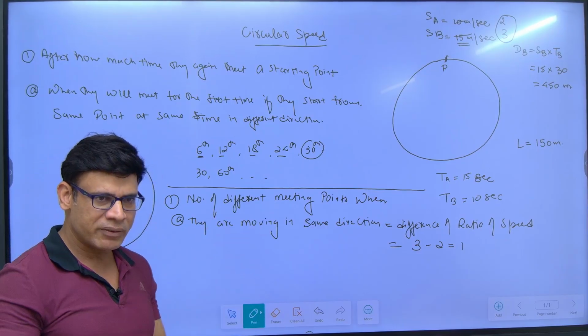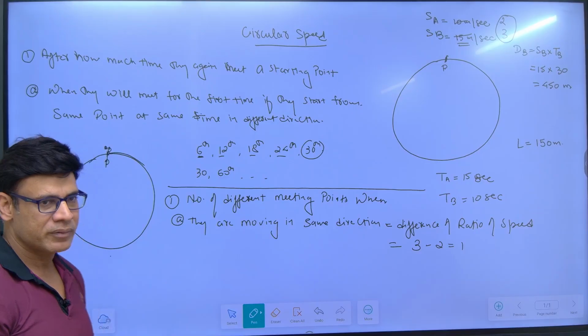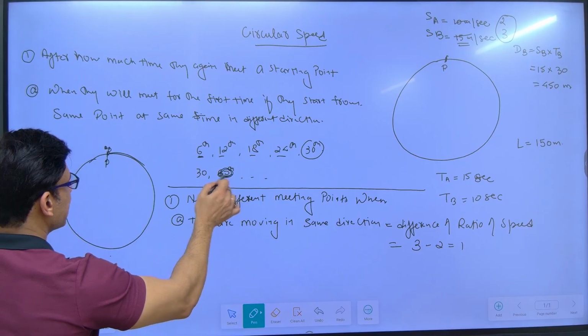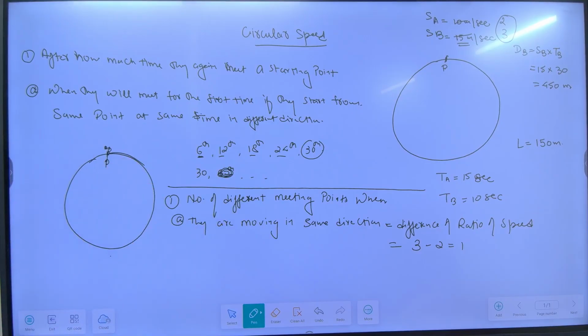60 के बाद दोबारा मिलेंगे तो फिर साइकिल रिपीट होगा. मतलब ये जो पार्ट है ये 30th के बाद, this is only one particular rotation when they are meeting for the first time. Number of different meeting points, different meeting points मतलब 1 होगा. सिर्फ एक ही different meeting point.